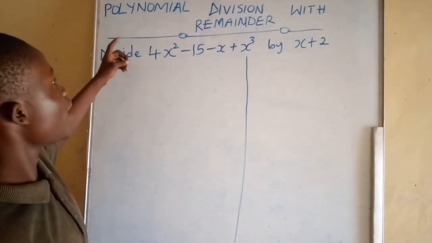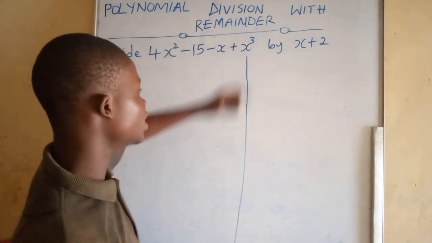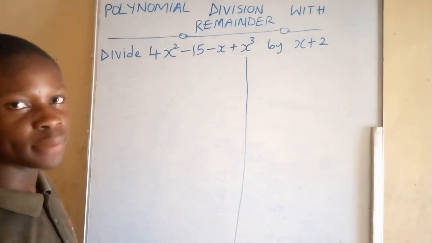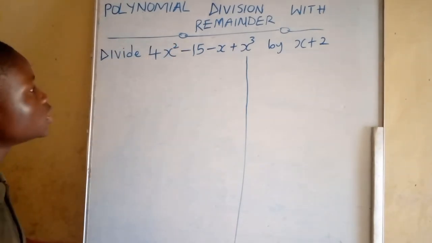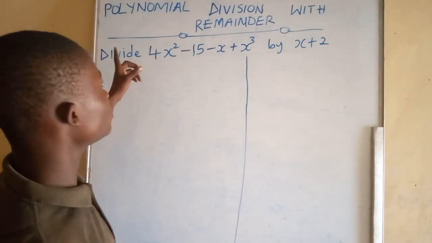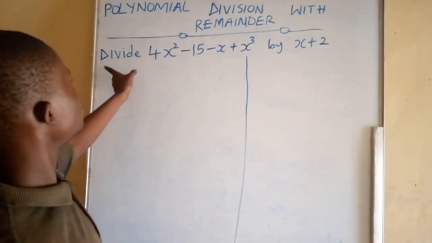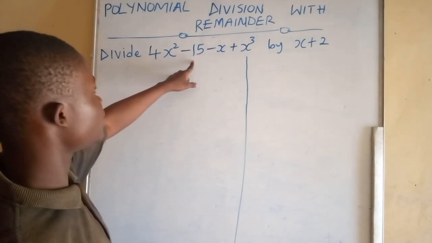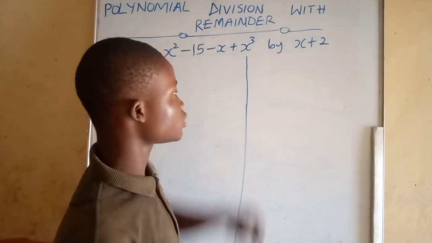Today we are looking at this topic, polynomial division with remainder. In the last video I dropped, I made a video on polynomial division without remainder. So today we are going to do polynomial division with remainder. Now this is the question. Divide 4x squared minus 15 minus x plus x cubed by x plus 2.